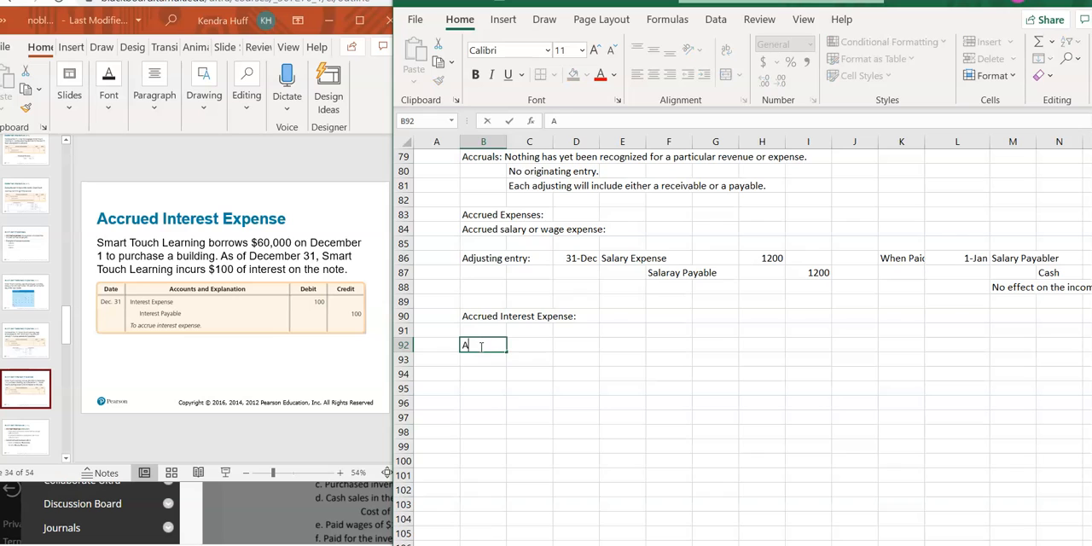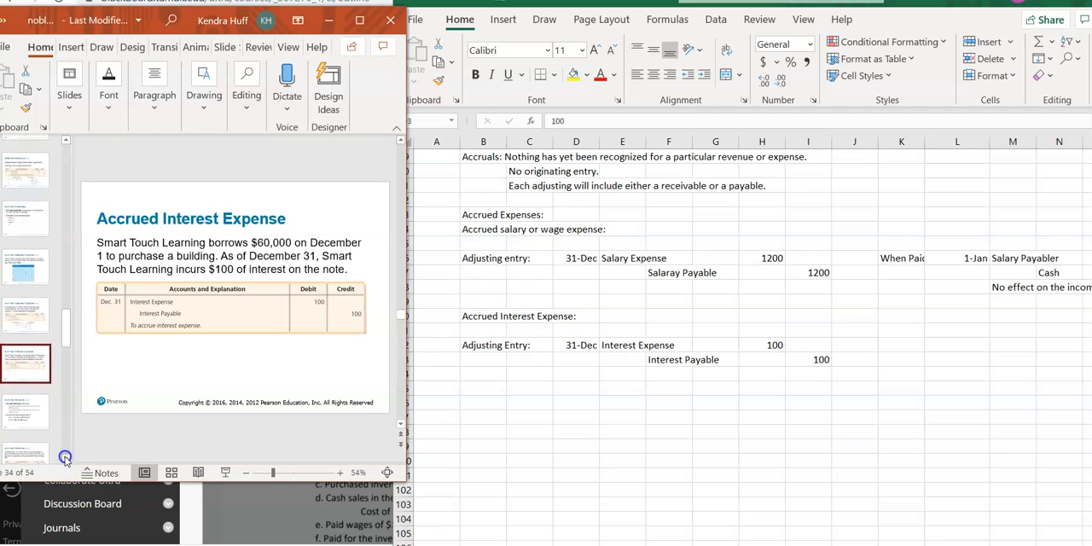All right, so the adjusting entry at December 31st would be interest expense, and we'll learn how to calculate it in a later chapter, and interest payable for $100. And then next year, when we actually pay the note off, we'll pay off this $100 that's an interest payable, and then we'll have interest expense for whatever's remaining.